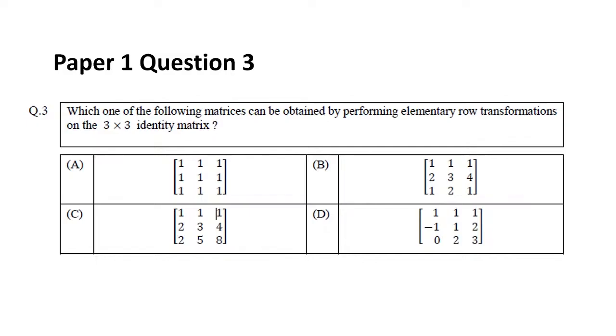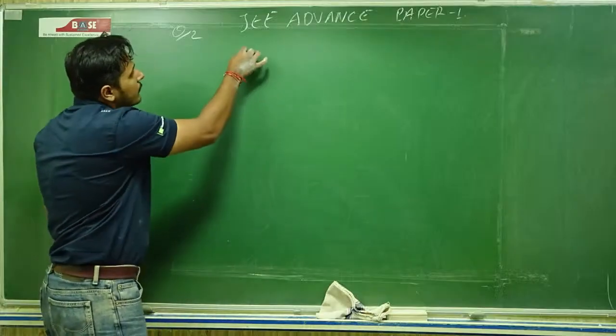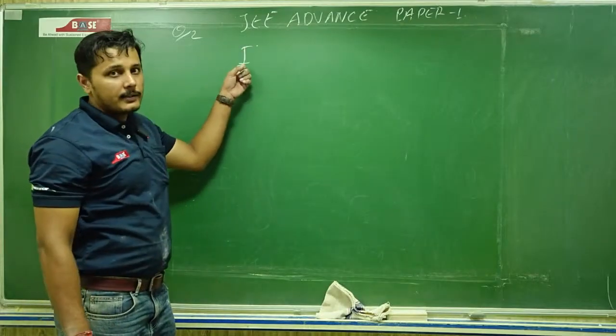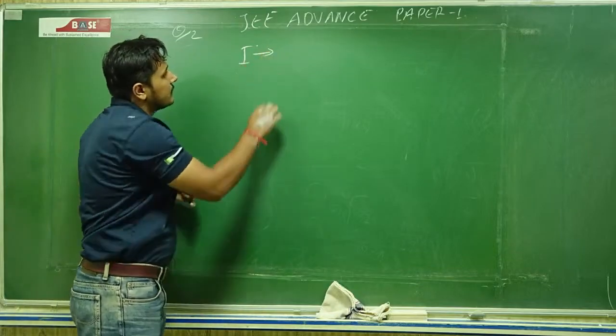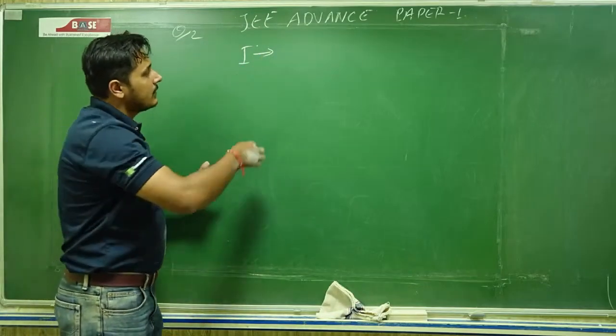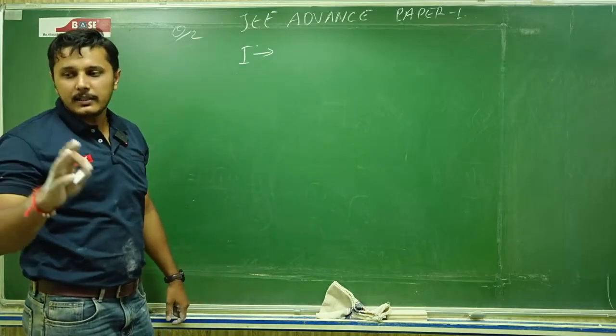Question number 3 is a very elementary type of question. What they are asking is that four matrices are given, and you have to perform some elementary row or column transformations. In NCERT we have this. We have to apply the row or column operations on this identity matrix, so that which of the following A, B, C, D will become the matrix.